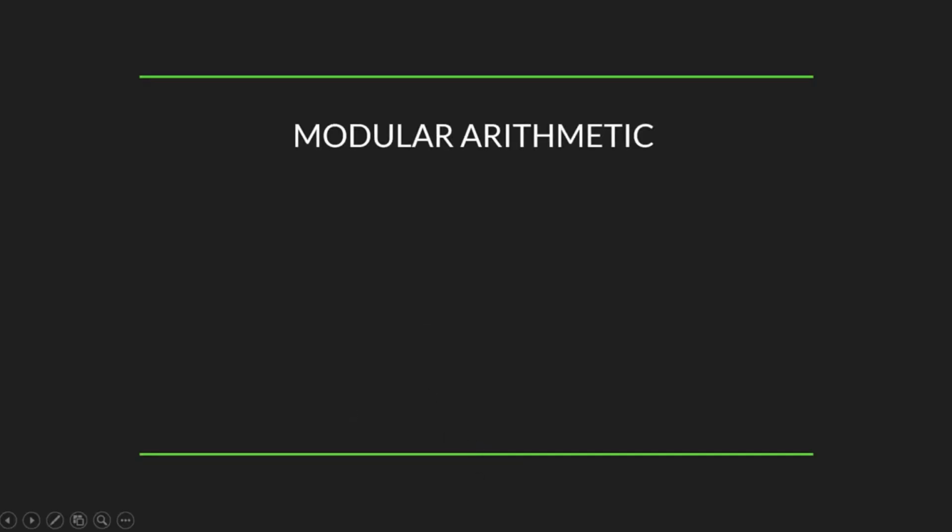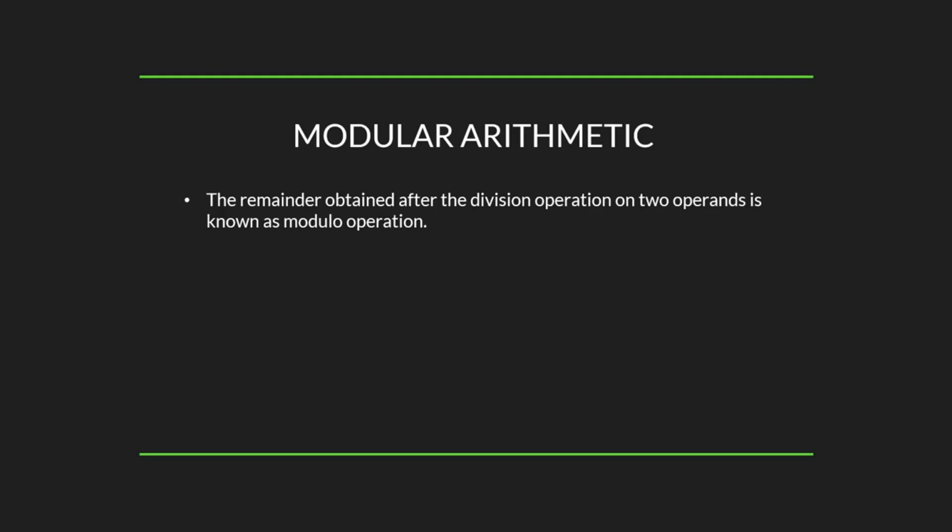Moving on to modular arithmetic. In most of the programming competitions, problems are required to answer the result in 10 to the power 9 plus 7 modulo. The reason of taking this mod is to prevent integer overflows. The remainder obtained after the division operation on two operands is known as modulo operation. Operator for doing modulus operation is the percentage symbol.